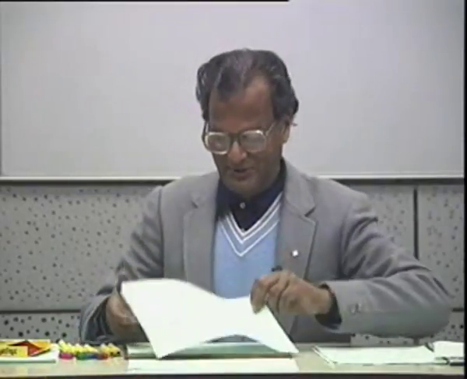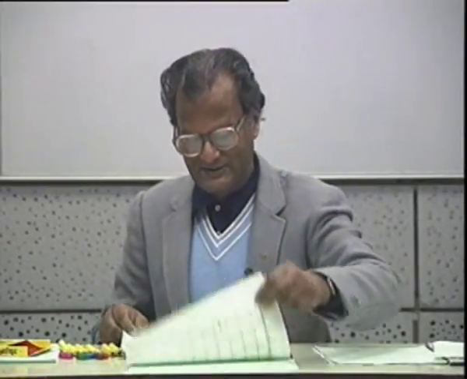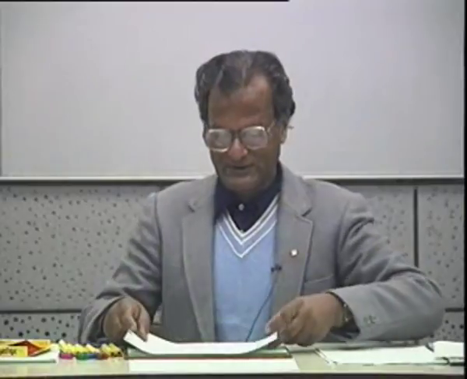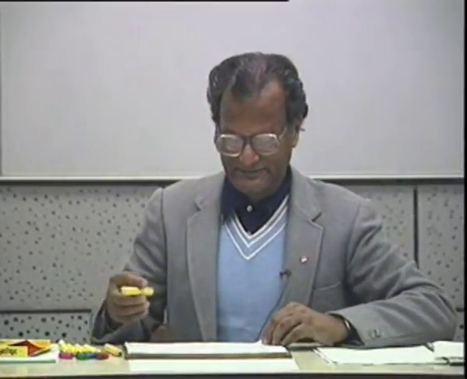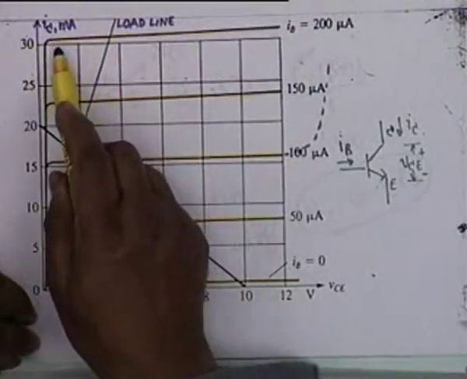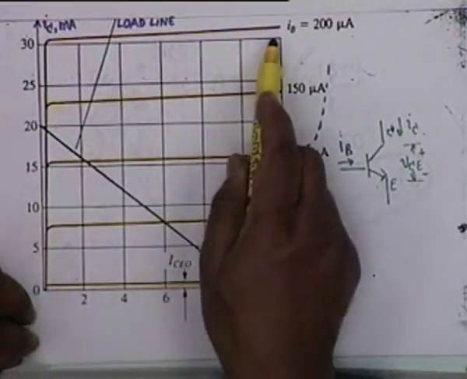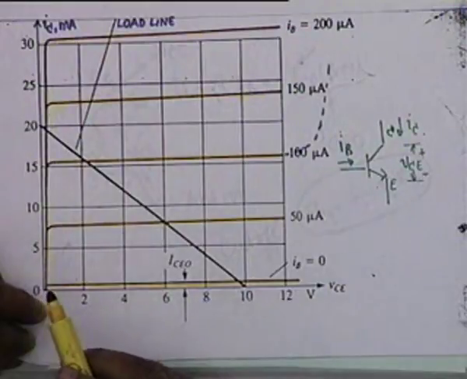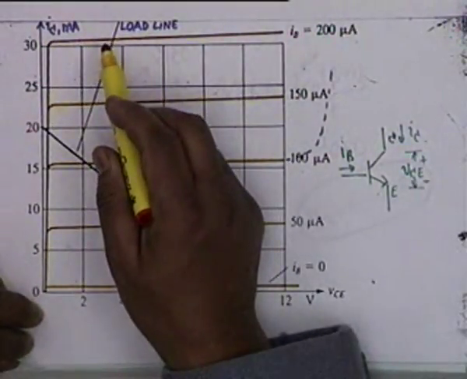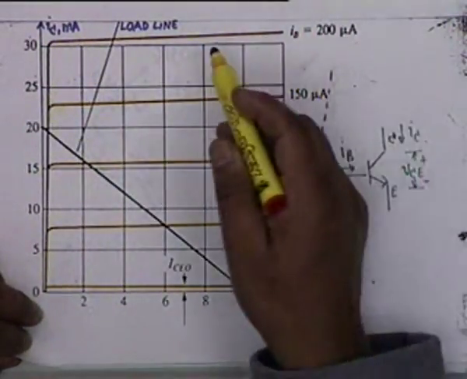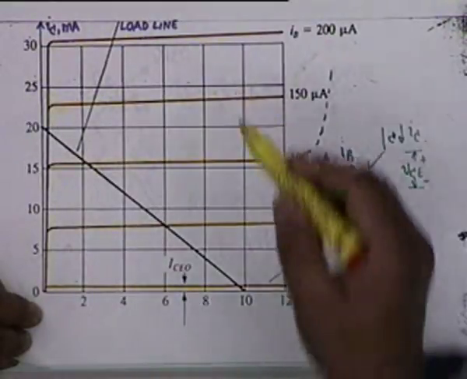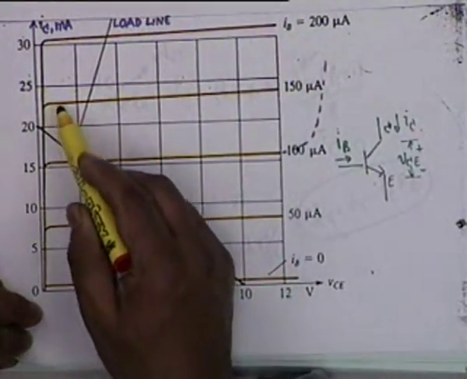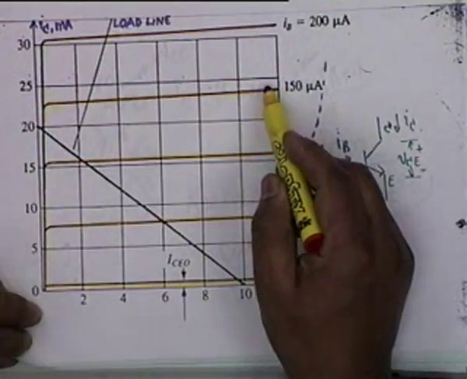One more thing that I want to point out in connection with this. If you notice carefully, these lines are not absolutely parallel to the VCE axis. They are slightly inclined. It's not quite saturated. There is a small increase in collector current as you increase VCE. All of these lines, in fact, you see that the difference here is not the same as the difference here.